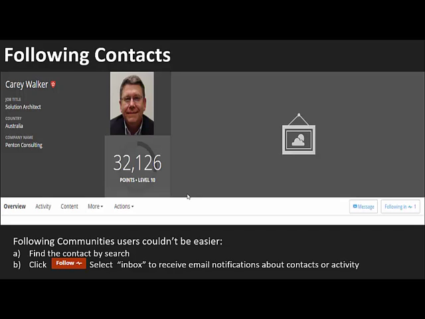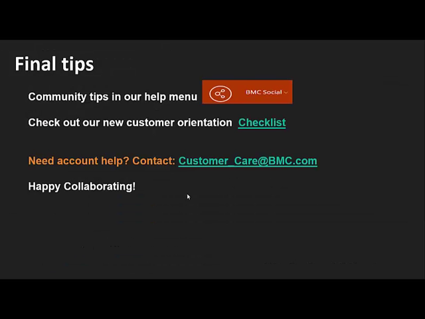Finally, when you're moving on and you've been onboarded, what I would recommend is the community tips in our help menu on BMC Social. This will help you finalise anything that you want in your tips and tricks of your profile, and any questions around problems that you've had within communities, i.e. product pages, or if you can't find anything. There is also an option to contact customer care, which I've presented the email address for.